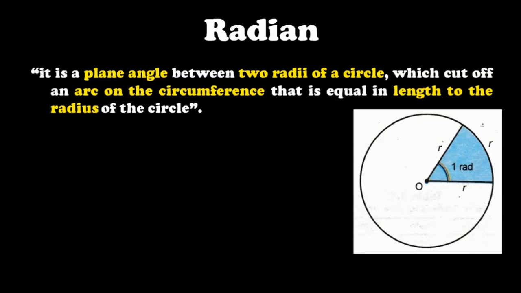Look at the definition of Radian. It is a plane angle. When you say it is a plane angle, it is only two-dimensional. Looking at the definition, it is a plane angle between two radii of a circle. Radii is the plural form of radius.